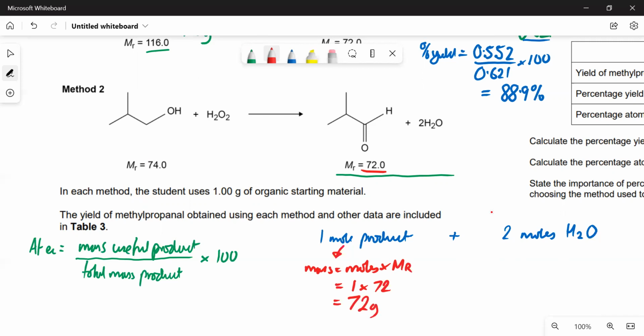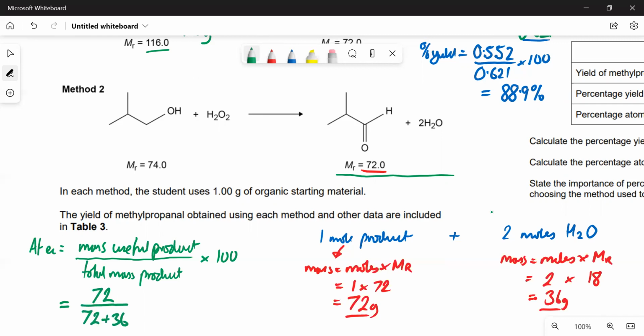Let's work out the mass of water we produce. Mass is equal to moles times MR. We've got 2 moles of water, and the MR of water is 18, so that's 36 grams. Let's put these two numbers into our atom economy equation. The mass of the useful product is 72 grams. The total product is 72 plus 36, all times 100. You do that, you get an atom economy of 66.7%.